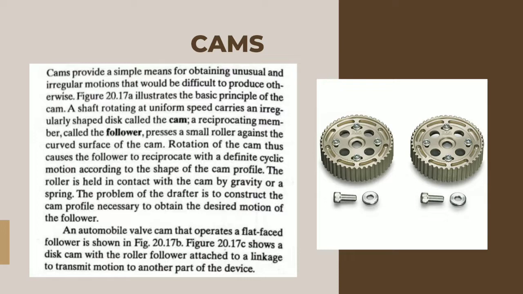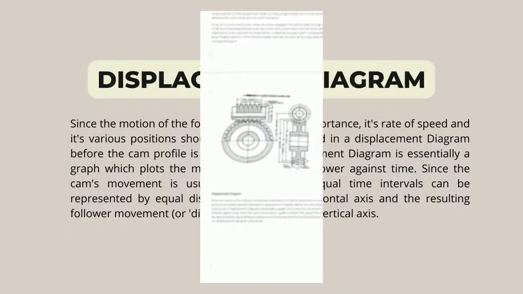An automobile valve cam that operates a flat face follower is shown in Figure 20.17b. Figure 20.17c shows a disc cam with the roller follower attached to a linkage to transmit motion to another part of the device. Displacement diagram.